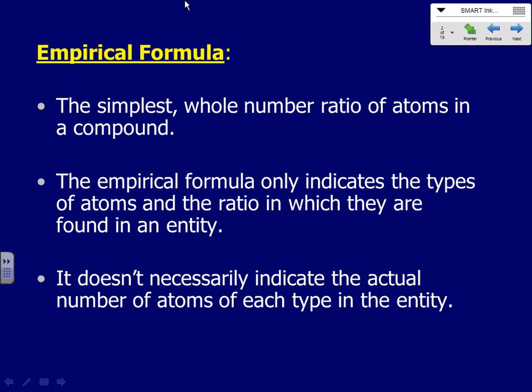The empirical formula only indicates the types of atoms and their ratio, which are found in the entity. So the types and the ratio. They might not necessarily represent the actual number of atoms in that entity. We're going to find that for ionic compounds, the empirical formula is the proper formula. It's molecular compounds, the molecules, where chemists eventually discovered that, wait a minute, chemistry's not as simple as we thought it was. We need to add an extra layer.